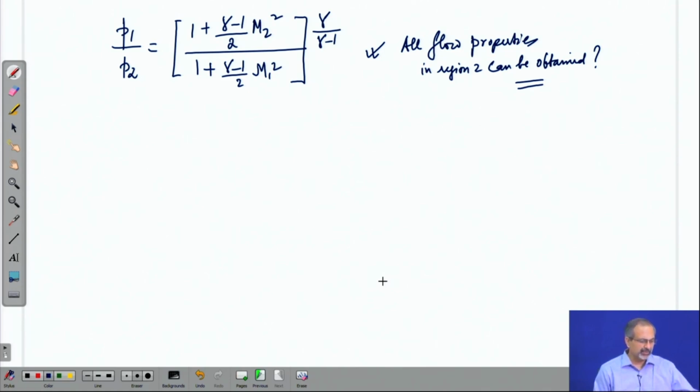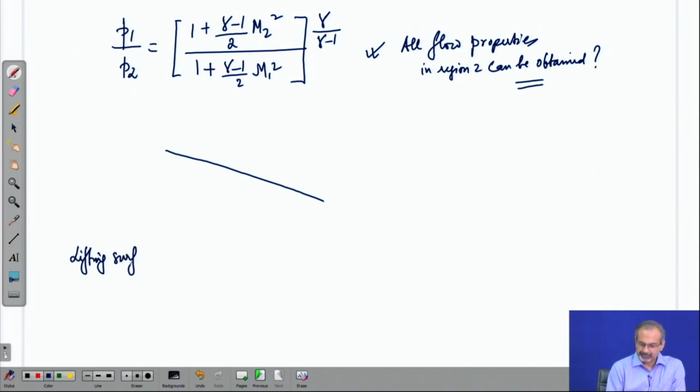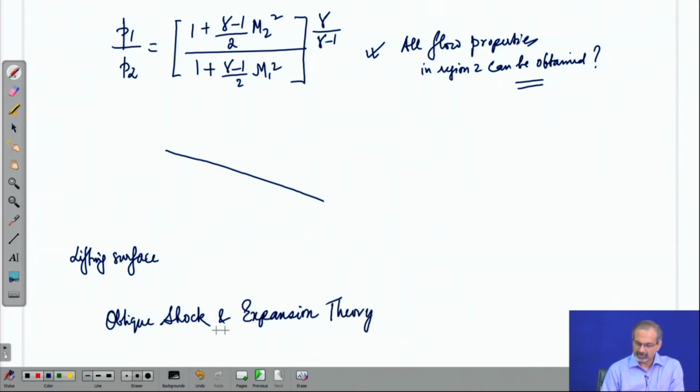Now, what kind of application can you look at once you have done this problem? Well, you can look at a very useful application, that is in supersonic flow fields. If you put in a lifting surface, then what kind of forces are going to act on it? You can plug in the understanding of oblique shocks and expansion into a theory which we often call as oblique shock and expansion theory, or simply shock expansion theory. How do we work it out?